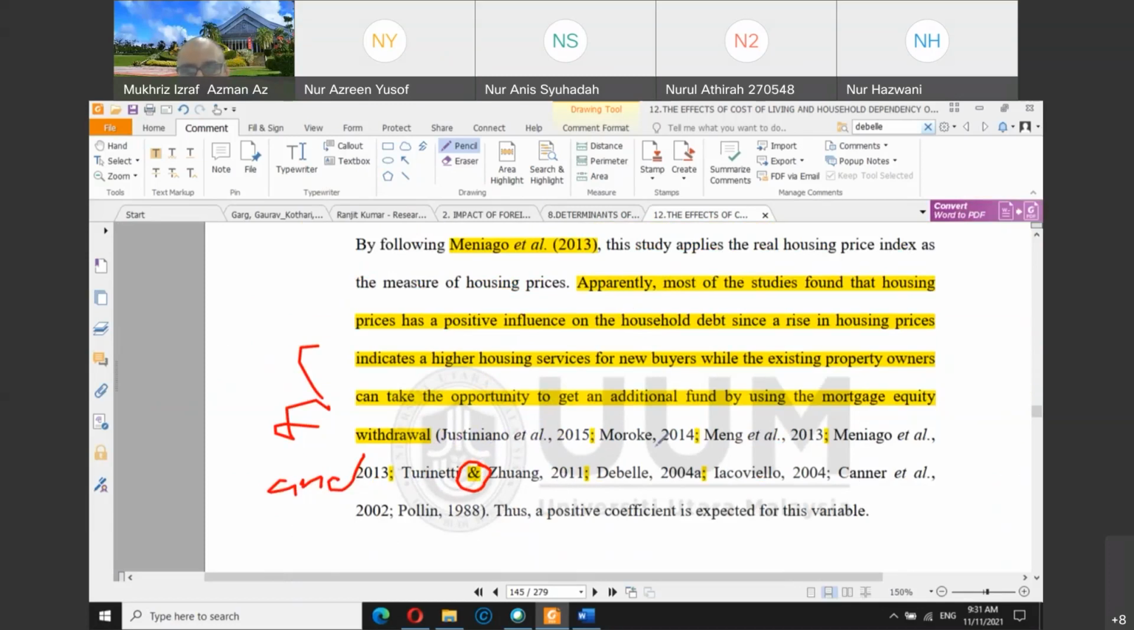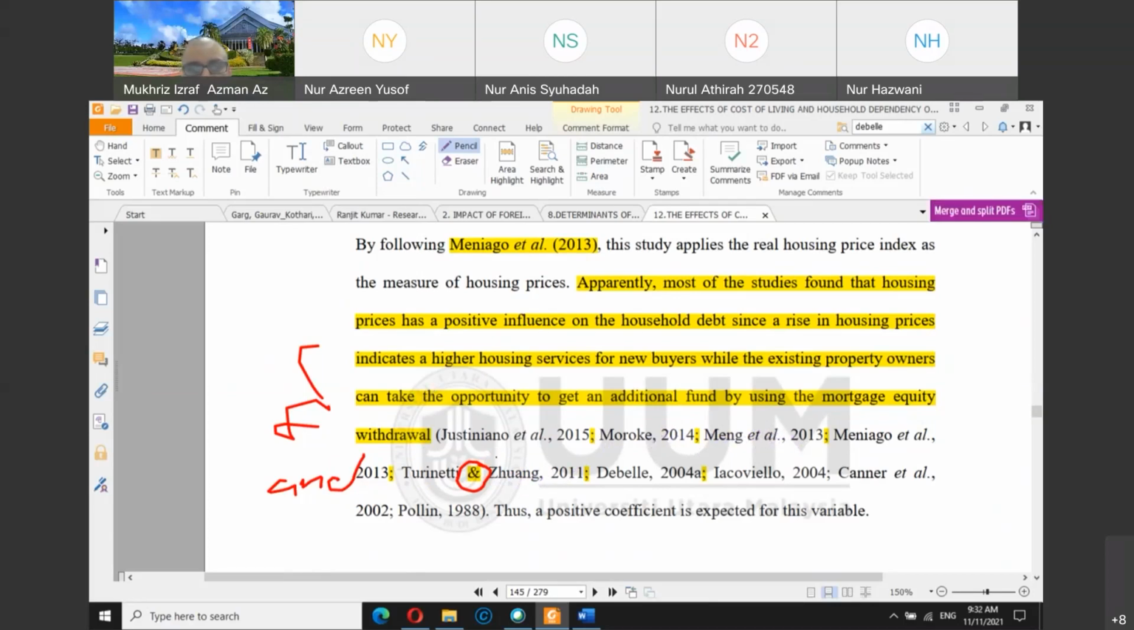Remember, one person, no issue. Three people and above, you use et al. Meng et al, John et al, meaning the article is written by 3, 4 or more authors. But if the article is written only by two people, you need to mention both authors. You cannot put et al. Et al for an article written by two people is wrong. Please make sure that if the article is written by two, you must mention both authors' names. For 3 or more, you cannot mention all the names. You must use et al.